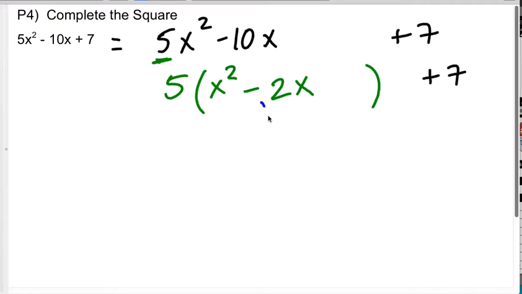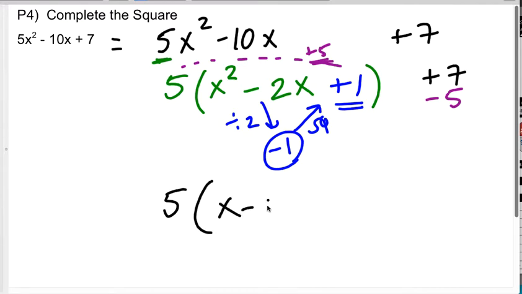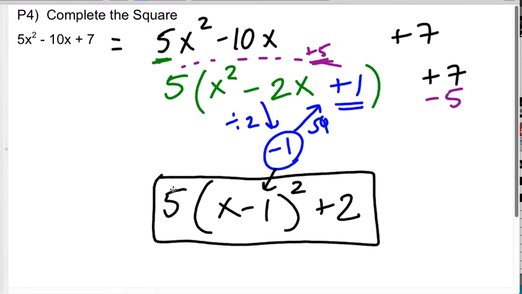When I do my triangle step, I'm going to divide this negative 2 by 2 and get a negative 1, which is important, so I circle it. I square it, and that's going to be a plus 1. But I didn't really add plus 1. I added 5 times 1, right? That's a plus 5. So out here, I'm going to write minus 5. And what's going to happen is I'm going to get a 5, x minus 1, which I got from that circled number, quantity squared, plus a 2. Because again, what I've done in the parentheses is create a perfect square trinomial. All right, moving on.